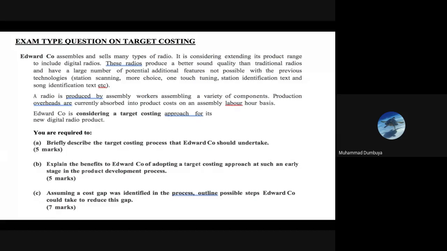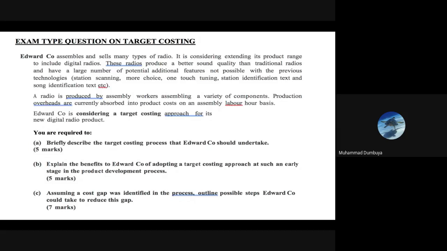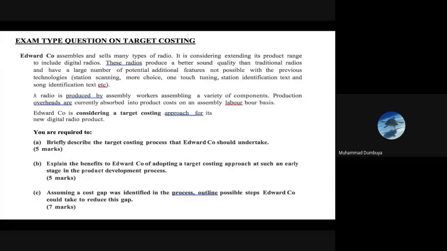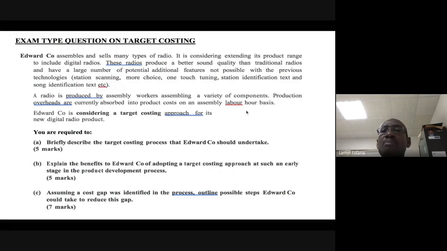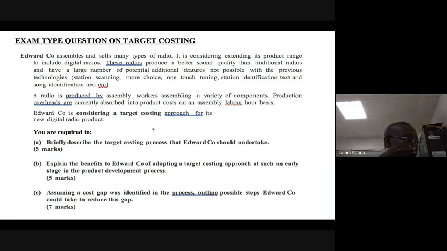Mr. Fofana, what are you doing? Have you sent us that document you are viewing now? I'm not seeing it in my notes here. No, I'm going to give you this. These are the slides. You're going to get it after class. Right, okay, no problem. So shall we move, please?